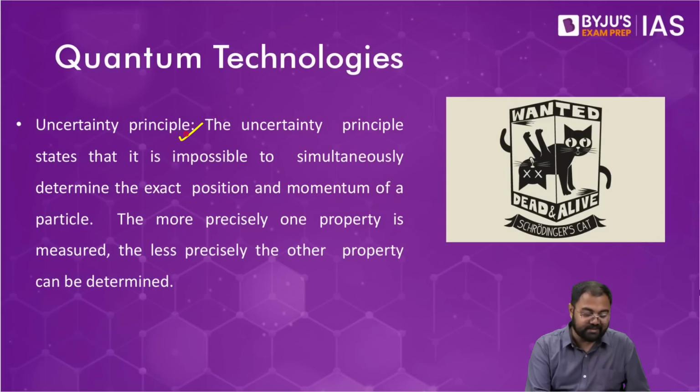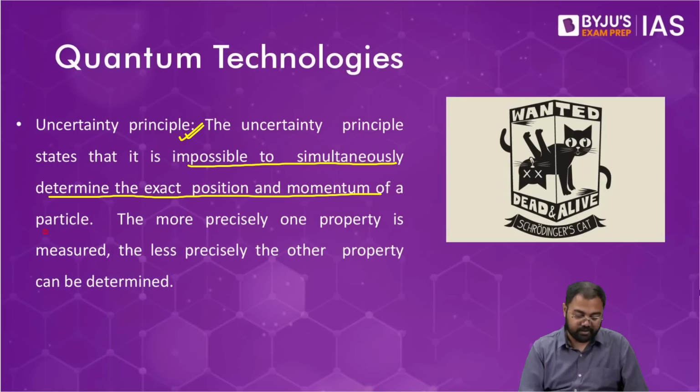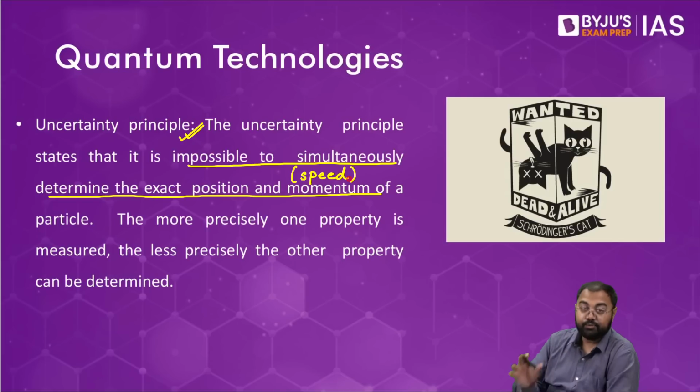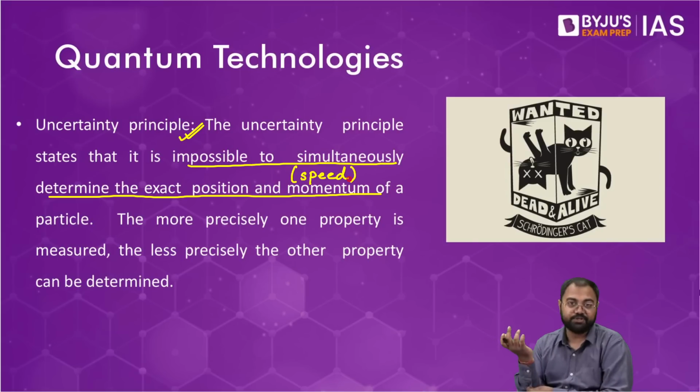Then there is the uncertainty principle. The uncertainty principle basically says that it is impossible for us to simultaneously determine the exact position and momentum of a particle. Or in a manner, you can say the exact position and speed of the particle. So you would either know the position or you would know their speed. You can't know both at the same time. This is what the uncertainty principle says, that you can't know everything at the same time. You would either know the exact position or the exact momentum. Both you cannot know at the same time.